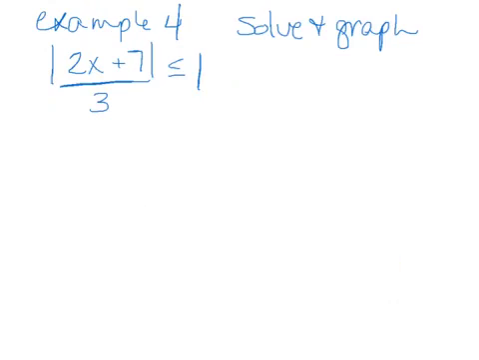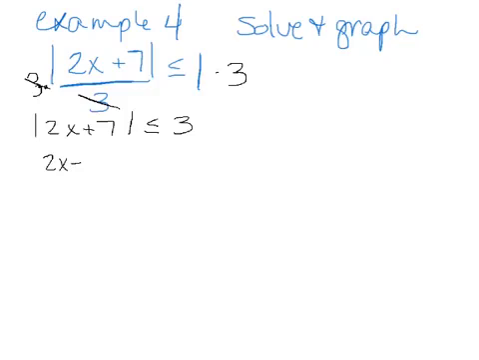Last example, example 4, we're solving and graphing. I'll go through this one. Like we said, the first step is to get the absolute value by itself, so I'm going to multiply both sides by 3. That gets rid of that. 2x plus 7 less than or equal to 3. Less than is the and statement, so we need to set up our and. We get 2x plus 7 less than or equal to 3, and 2x plus 7 greater than or equal to negative 3.